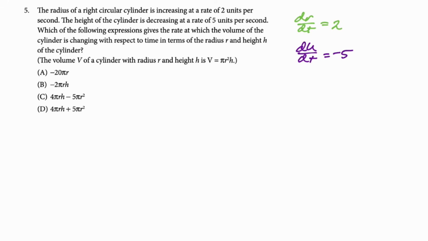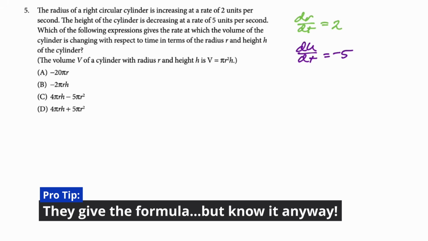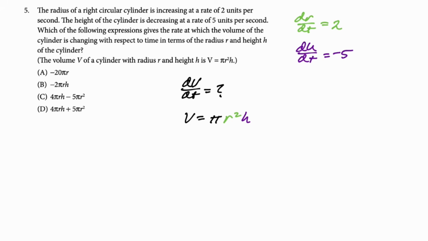Which of the following expressions gives the rate at which the volume of the cylinder is changing with respect to time in terms of the radius and the height of the cylinder? And then they give you the volume of the cylinder. So I need to find dV/dt, and we are given that V is pi r squared h.